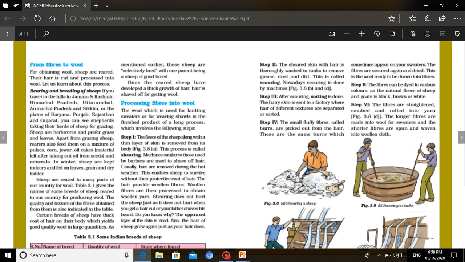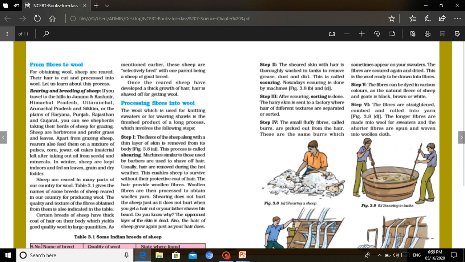Generally, if you travel to the hills in Jammu and Kashmir, Himachal Pradesh, Uttaranchal, Arunachal Pradesh and Sikkim, or the plains of Haryana, Punjab, Rajasthan and Gujarat, you can see shepherds taking their herds of sheep for grazing. Sheep are herbivores and prefer grass and leaves. Apart from grazing sheep, rearers also feed them on a mixture of pulses, corn, jowar, or oil cakes, material left after taking out oil from the seeds, and minerals.